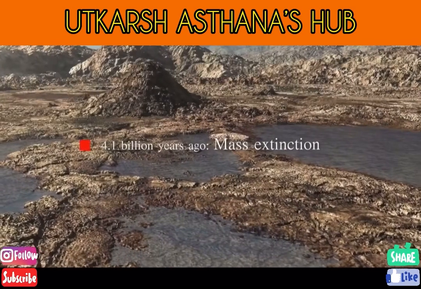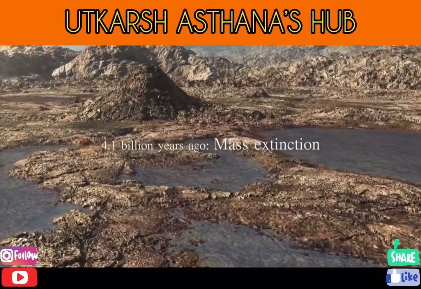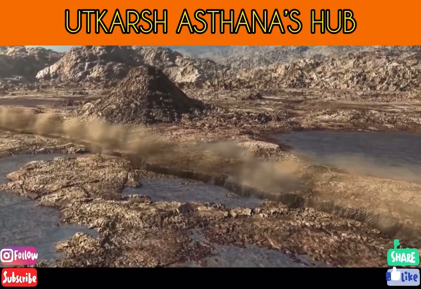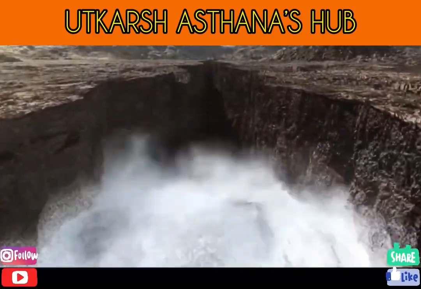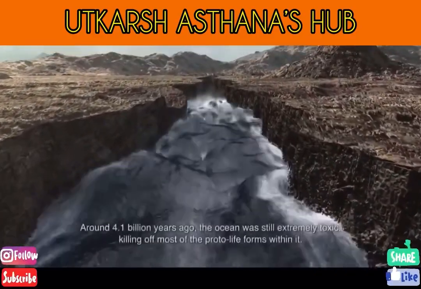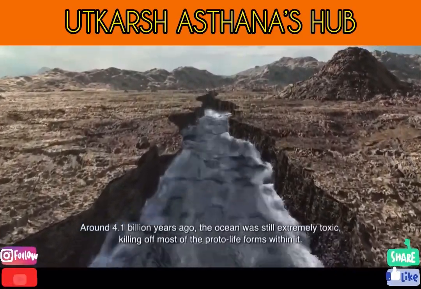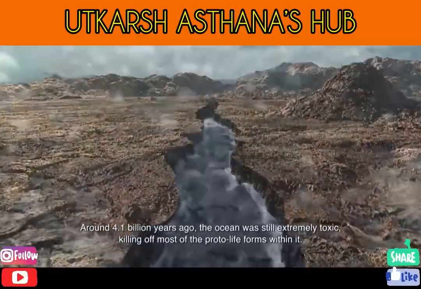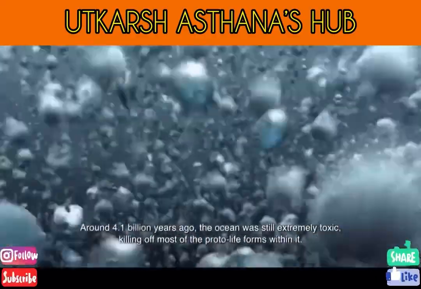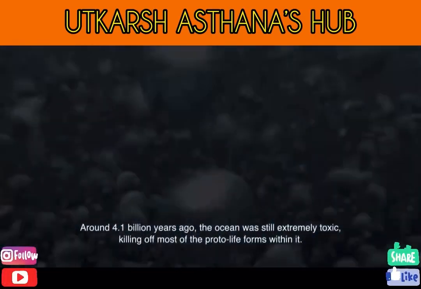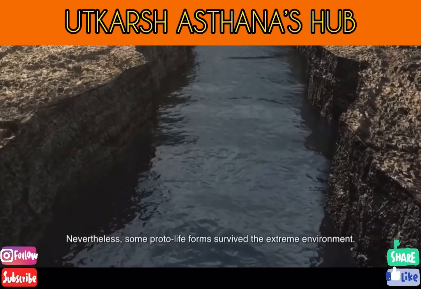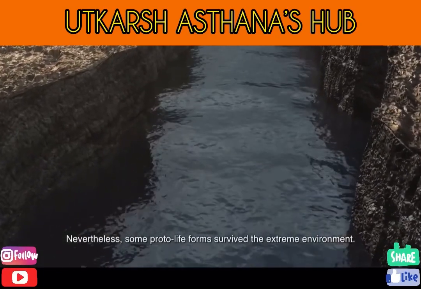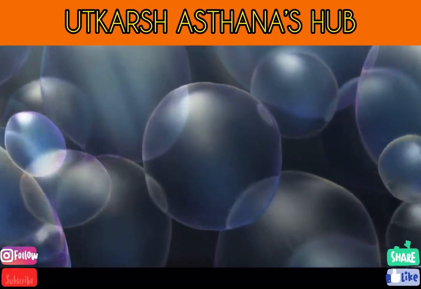The mass extinction occurred 4.1 billion years ago. It was a huge destruction. Almost all of the Earth was destroyed, but that only marked the beginning of new life. The ocean was still extremely toxic, killing off most of the proto-life forms within it, which was not good. Nevertheless, some proto-life forms survived the extreme environment, and those who survived were the real heroes.